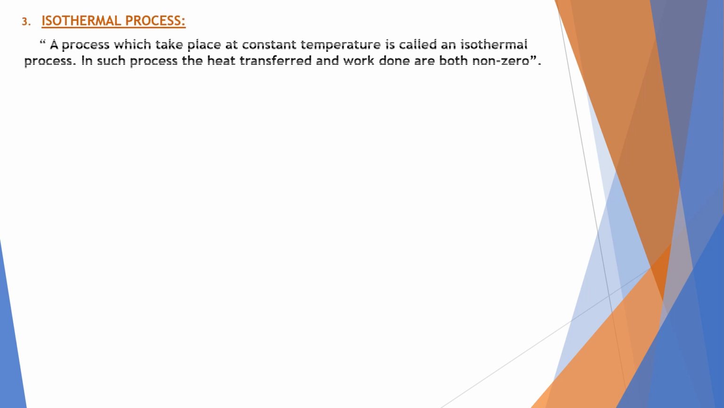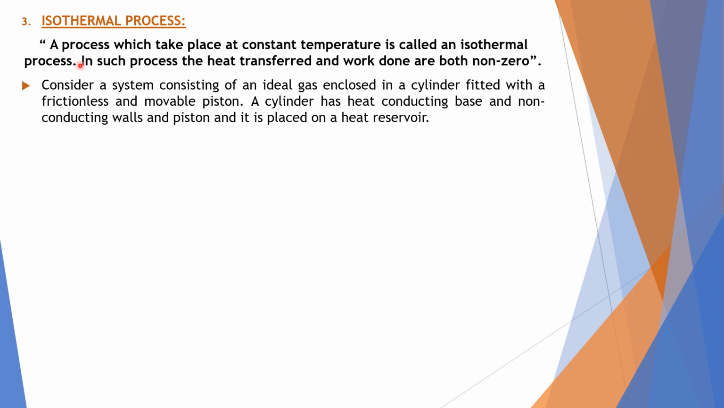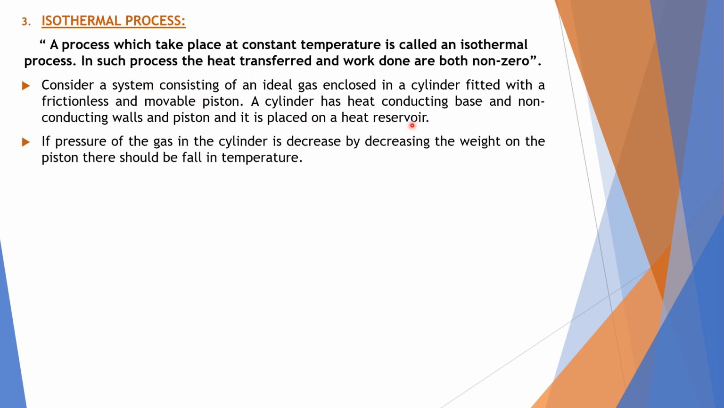The third application of the first law of thermodynamics is the isothermal process, and it is a process which takes place at constant temperature. For an isothermal process, heat transferred and work done are both non-zero. So let us consider a system consisting of an ideal gas enclosed in a cylinder fitted with a frictionless and movable piston. The cylinder has a heat conducting base and non-conducting walls and piston, and we place this cylinder on a heat reservoir or a hot body.